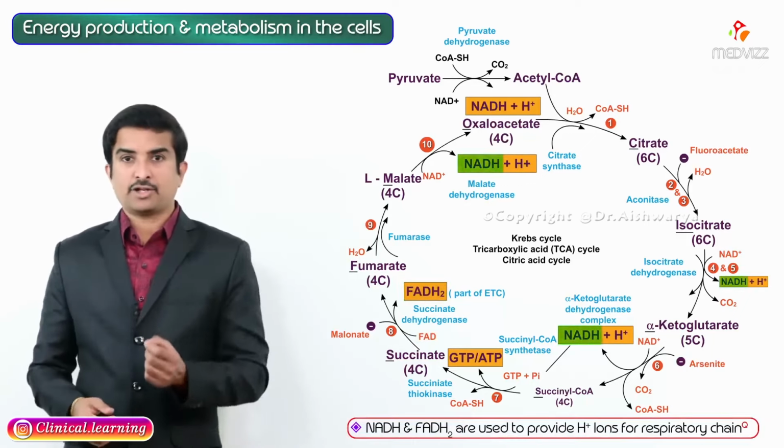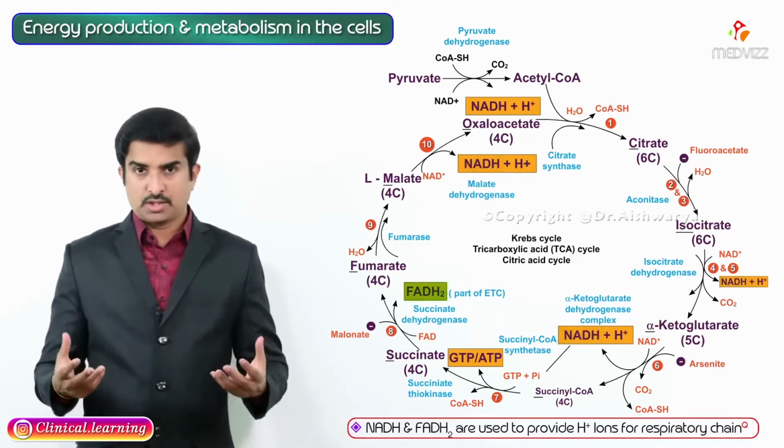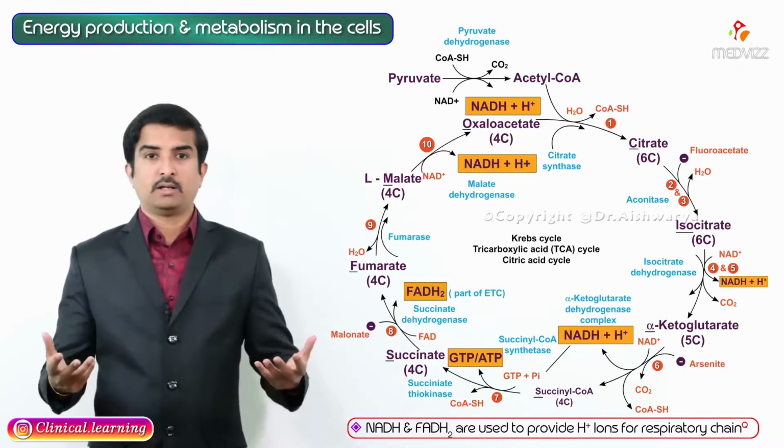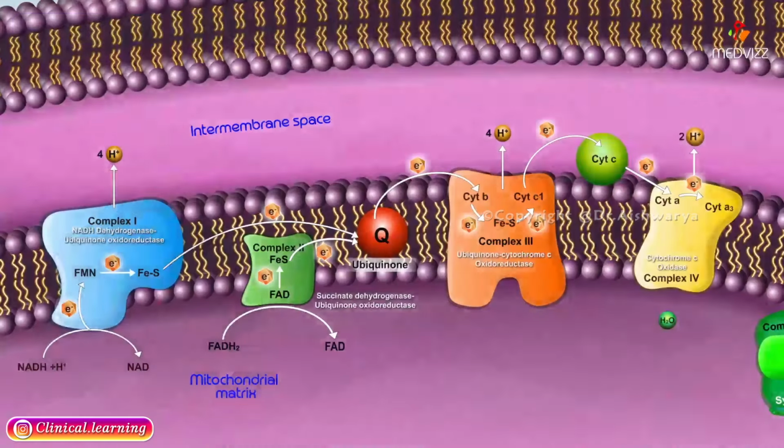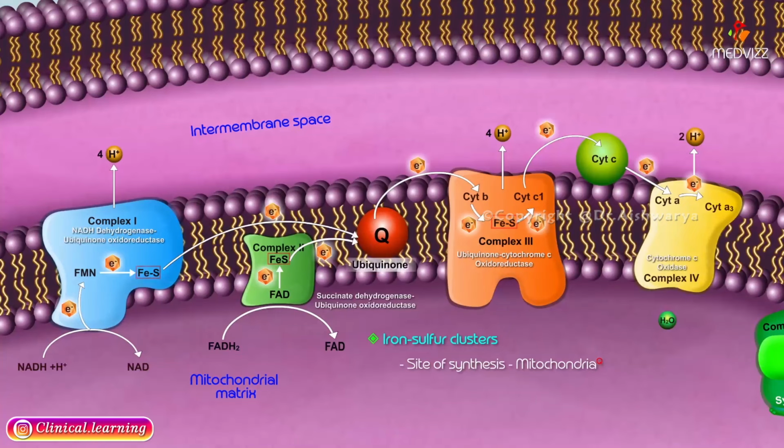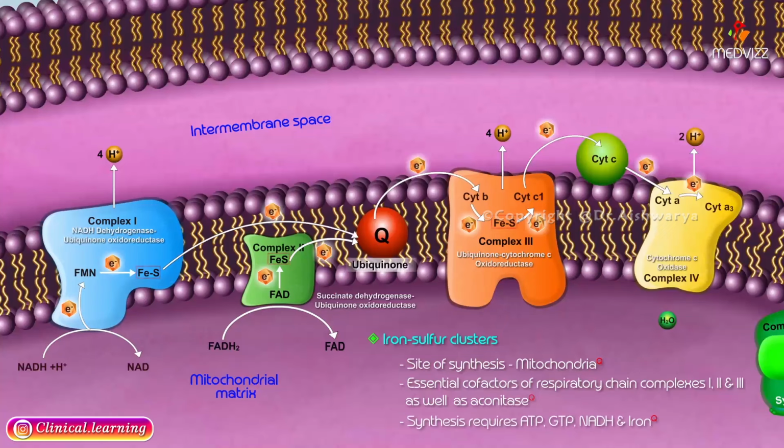Subsequently, the NADH and FADH2 are used to provide hydrogen ions for the respiratory chain. The mitochondria are also the site of synthesis of iron-sulfur clusters, which are extremely essential cofactors of respiratory chain complexes, that is complex 1, complex 2 and complex 3, as well as for the enzyme aconitase from the Krebs cycle. The synthesis of these iron-sulfur clusters requires ATP, GTP, NADH as well as iron.